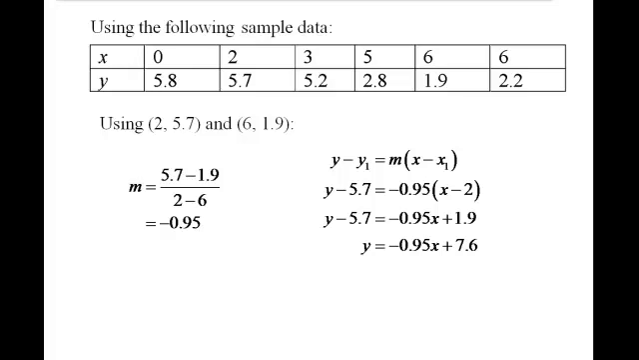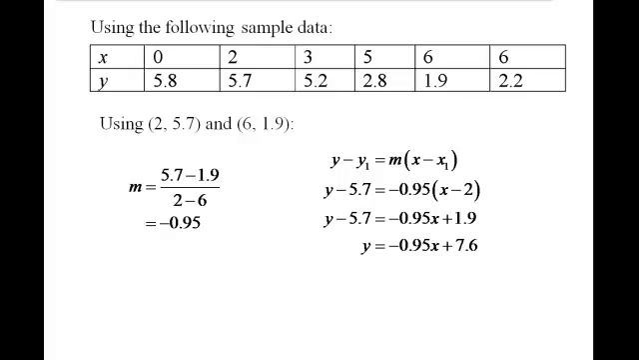Now we can use our point slope form of the equation of a line, where we can plug in minus 0.95 for the slope m, and we can plug in 2 and 5.7 for the x1 and y1 coordinates of one of our points. This is going to give us an equation of the line that turns out to be y equals minus 0.95x plus 7.6.